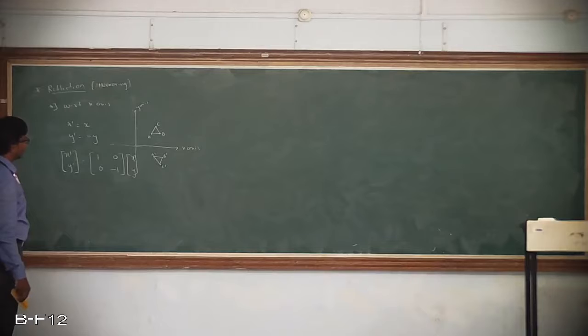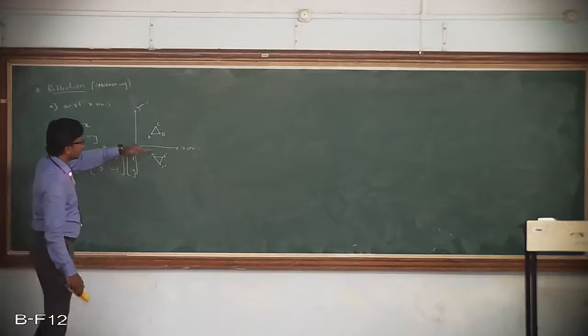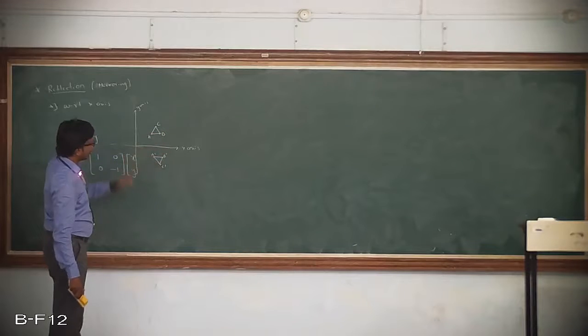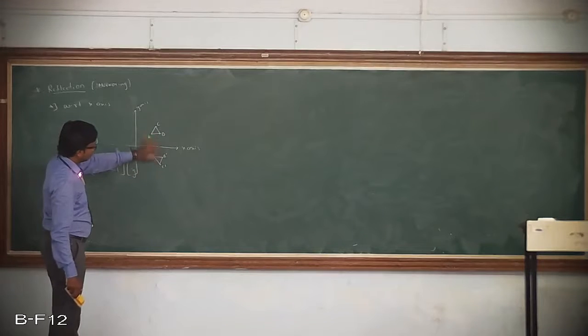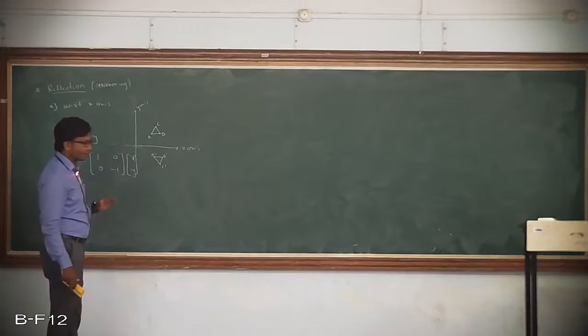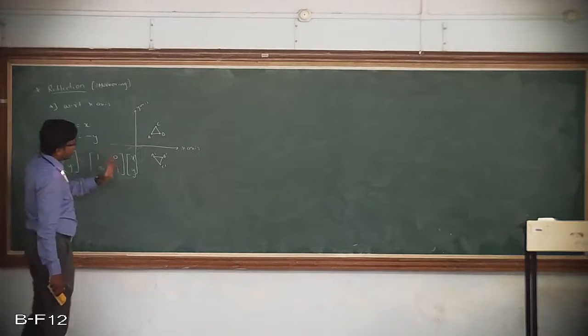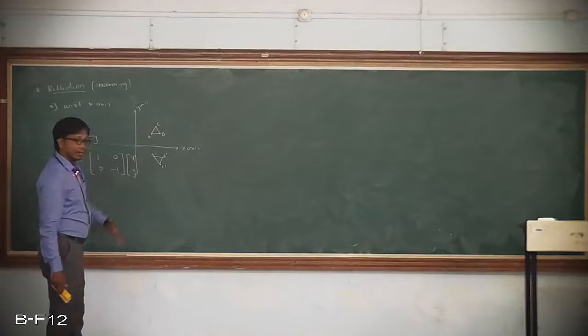Just observe how we have done this. We are doing the reflection with respect to the x-axis. When we do it with respect to the x-axis, if you observe the figure, there is no change in the x coordinates. x stays positive, and there is a change only in the y coordinate, which is in the negative form.